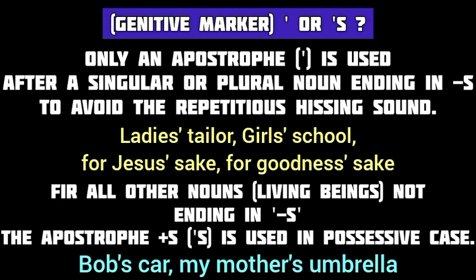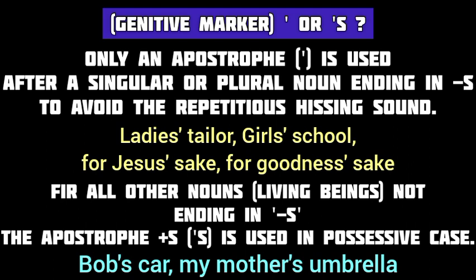But like I said earlier, if a plural noun ends in s, we have to add only the apostrophe sign without the s to make its possessive case. For example, in ladies' tailor and girls' school, we have only added the apostrophe sign after the plural nouns ladies and girls. But sometimes even a singular noun or a proper noun ends in s.